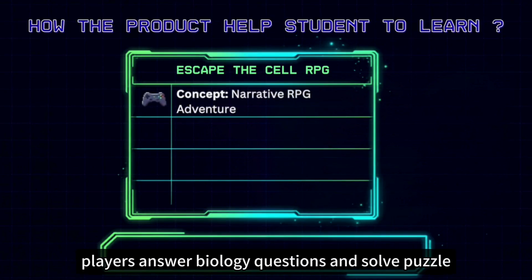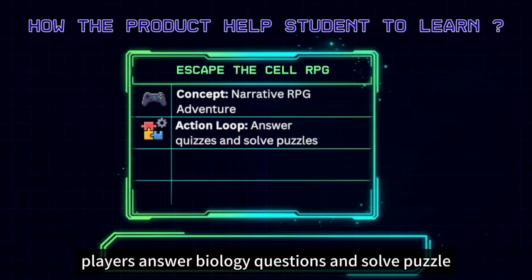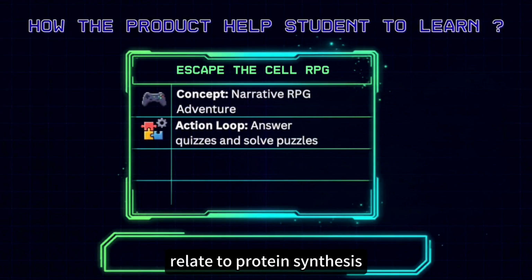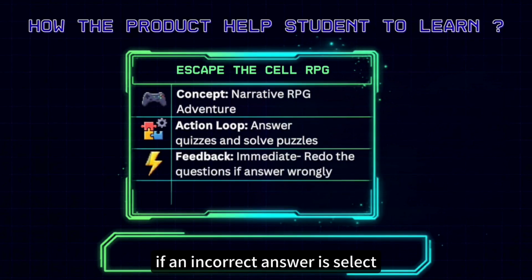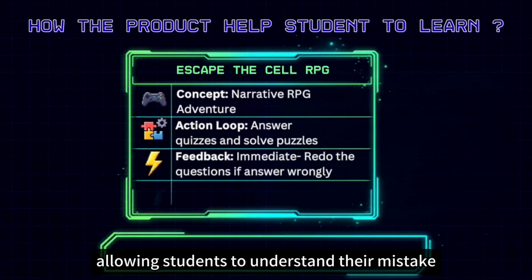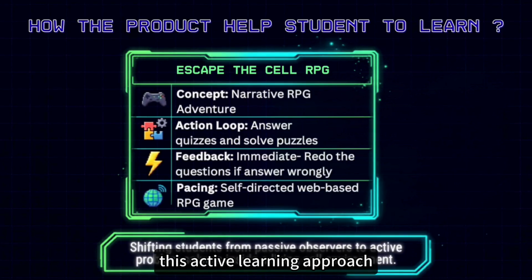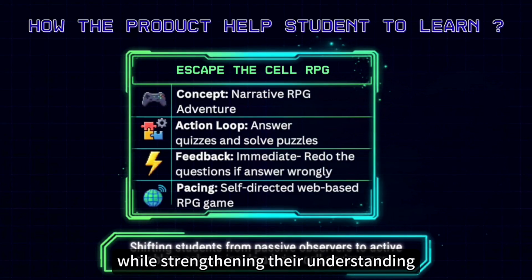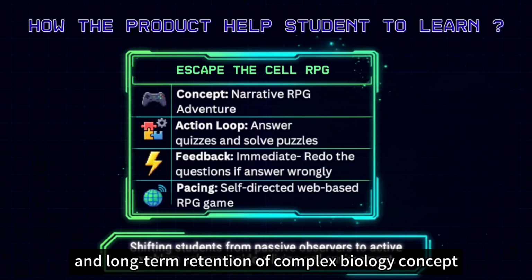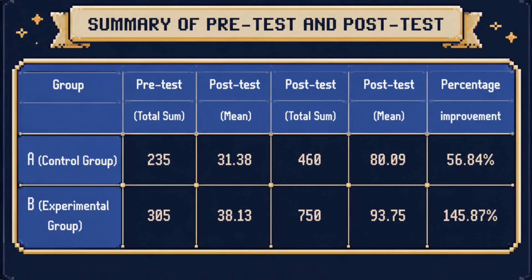Throughout the game, players answer biology questions and solve puzzles related to protein synthesis. If an incorrect answer is selected, immediate feedback is provided, allowing students to understand their mistake before trying again. This active learning approach keeps students engaged while strengthening their understanding and long-term retention of complex biology concepts.